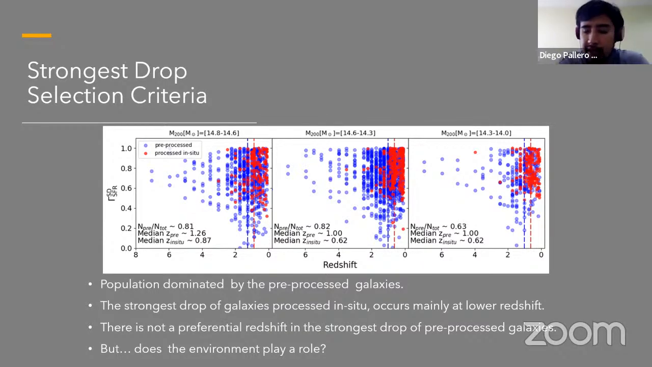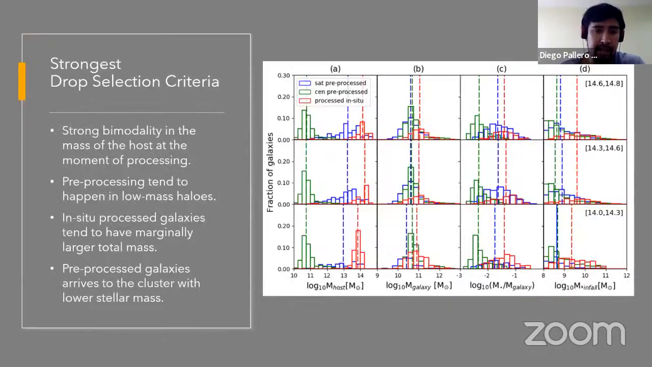But to see if this strong drop actually has something to do with the environment in which the galaxy resides, we look for the host halo mass in which these galaxies suffer these strong drops, just to see if these strong drops happen in the mass of groups of galaxies, or in isolation, or in compact groups, or that kind of stuff. So in these histograms here, you can see the properties of the galaxies at the time of the strongest drop. The A column that you can see here corresponds to the mass of the host in which the galaxies were residing at the time of the strongest drop.